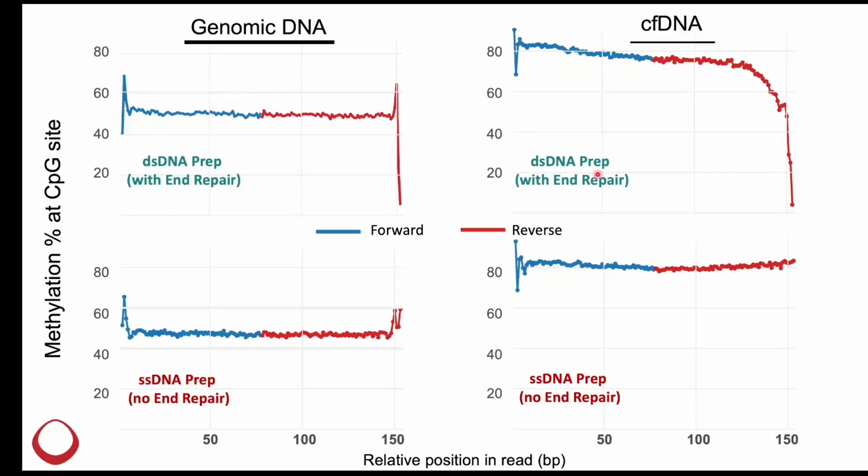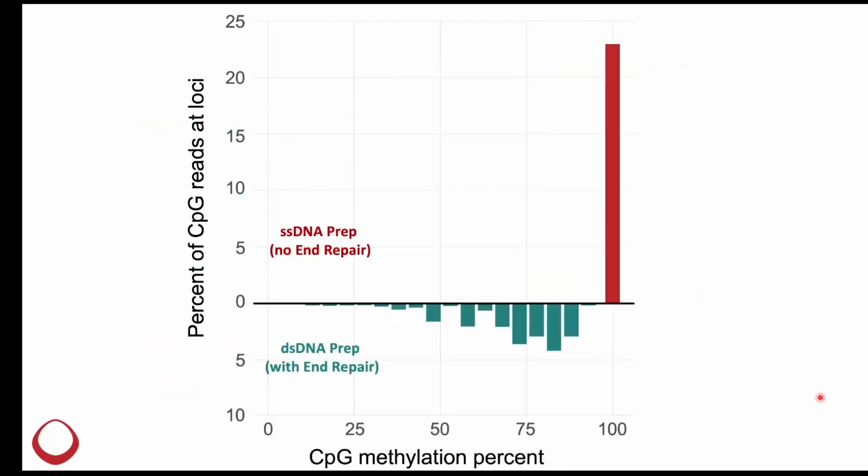So to understand what this means for the data, it helps to look at methylation not as a position along the read, which is what we've been looking at thus far, but how this changes in terms of distribution across CpG sites. In other words, when we prepare cell-free DNA libraries with and without end repair, how does the overall distribution of CpG methylation change?